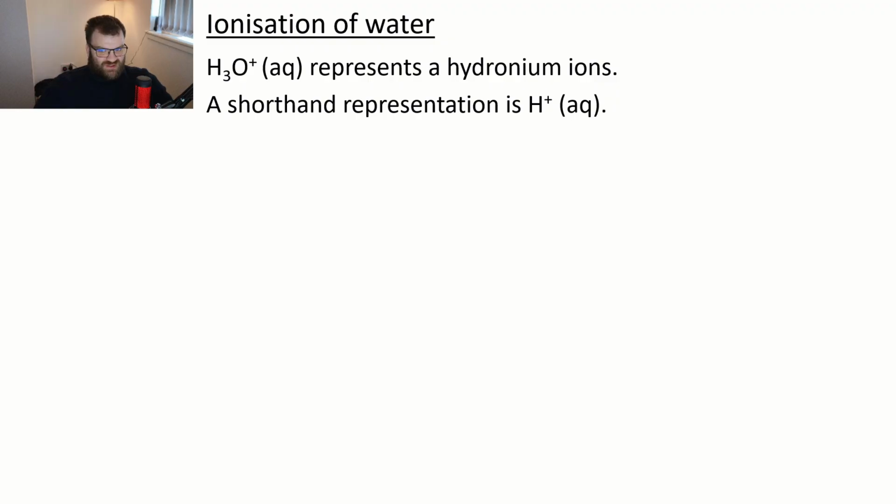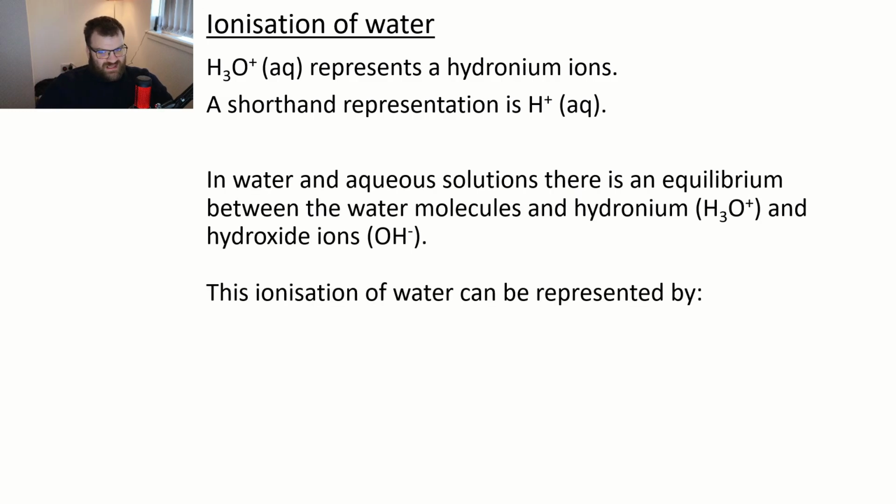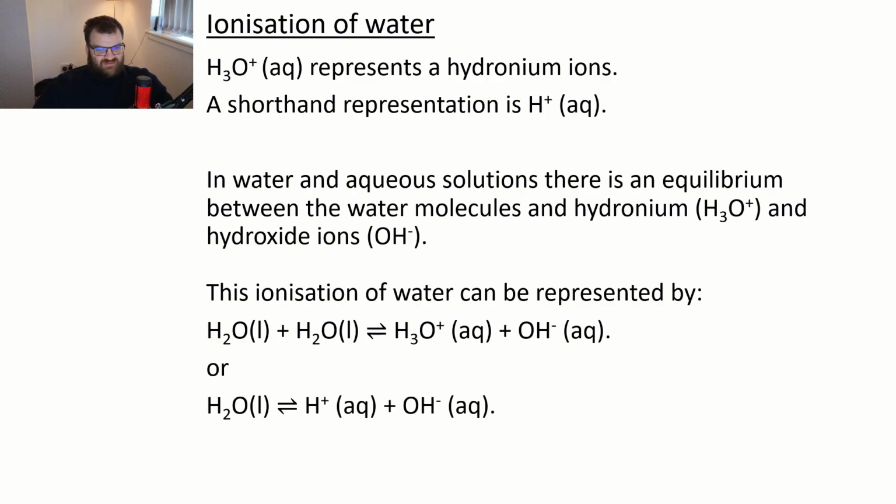Starting off with ionisation of water, when water splits up into ions. At Advanced Higher, we're going to use H3O+, which is a hydronium ion. The shorthand of that would be the H+ ion, the hydrogen ion that you should be familiar with from previous courses. In water, there is an equilibrium between water molecules and the hydronium and hydroxide ions. That gets represented as water plus water making hydronium and hydroxide. The simplified version that you will perhaps be more familiar with is H2O splits into H+ and OH-.